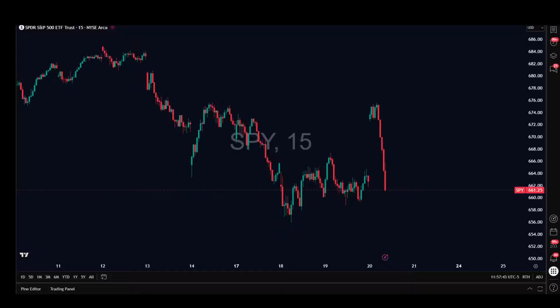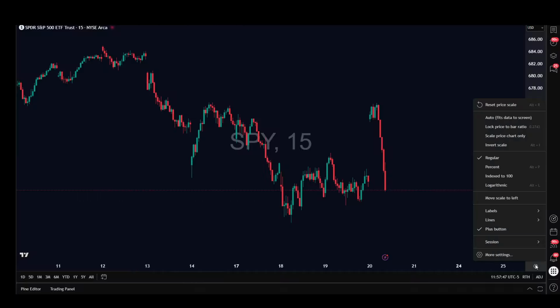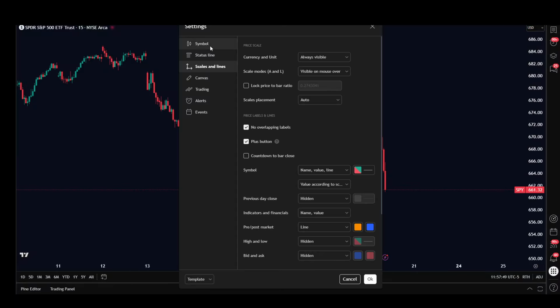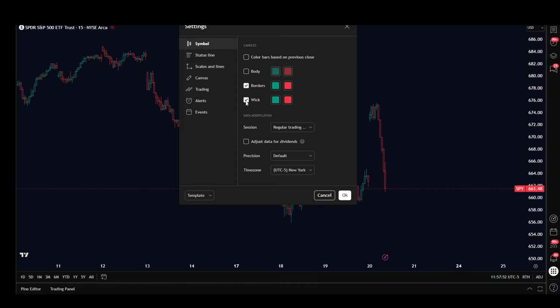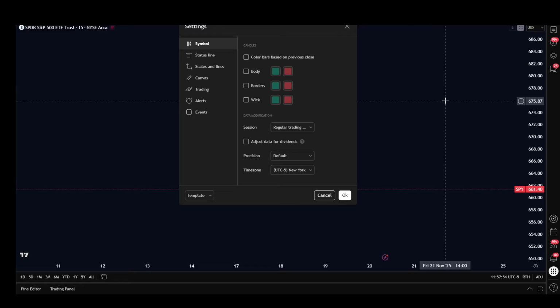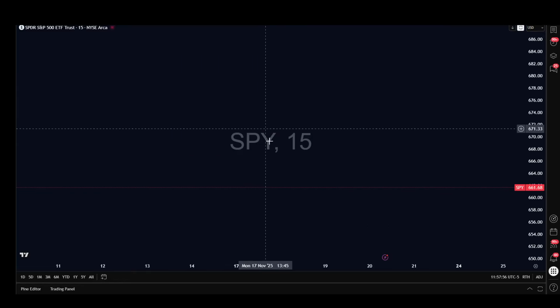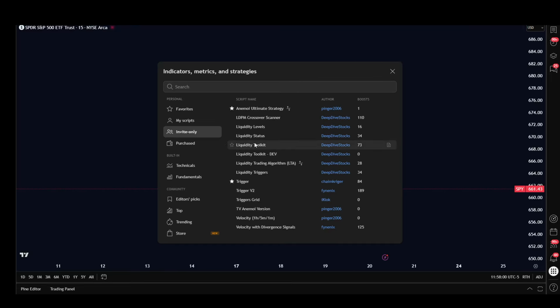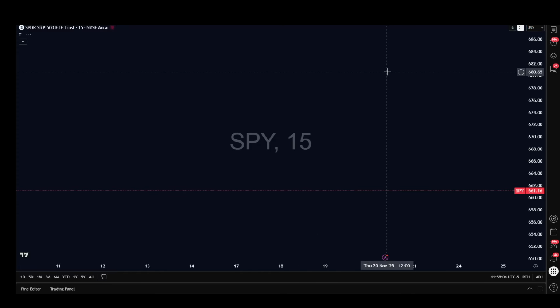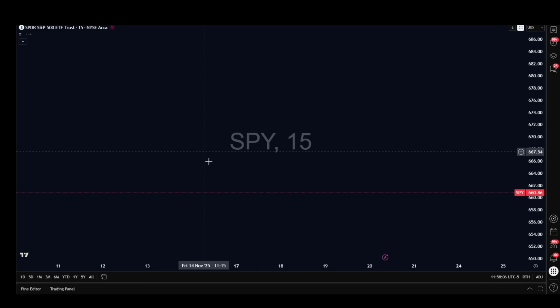This video is a quick tutorial to show you how to use it. To start, you would go to your settings and just remove the body, borders, and wick from the candles. And you're probably thinking, but then I can't see anything on the chart. And that's the idea, because when you go to indicators and you click the Liquidity Toolkit in the invite only section, the Liquidity Toolkit actually colors the candles for you.